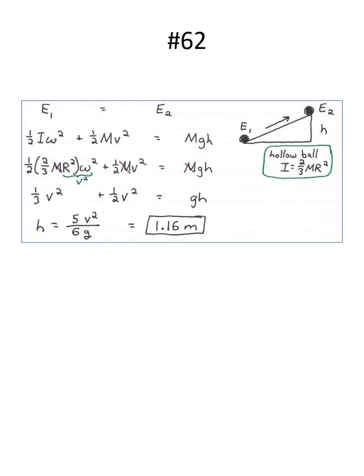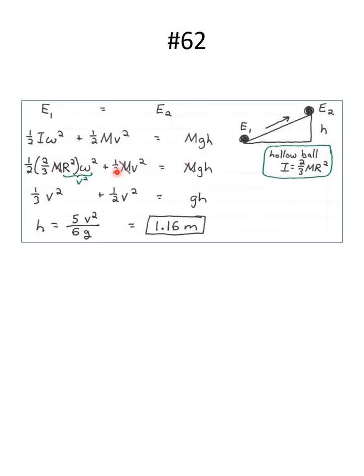So here is a picture, E1 and E2, so energy at state 1 when it's at the bottom of the hill, energy at state 2 when it's at the top. It's gone up a height h, and h is what we want to solve for. So energy at state 1 is the total kinetic energy. It's got no potential energy, it's just all kinetic. And that is the rotational plus kinetic, or translational kinetic energy. So 1/2 I omega squared plus 1/2 mv squared. And on the right, for energy at state 2, it's all potential energy, mgh.